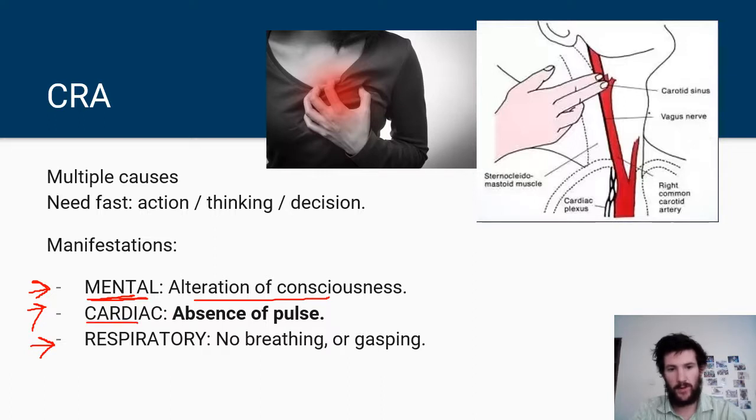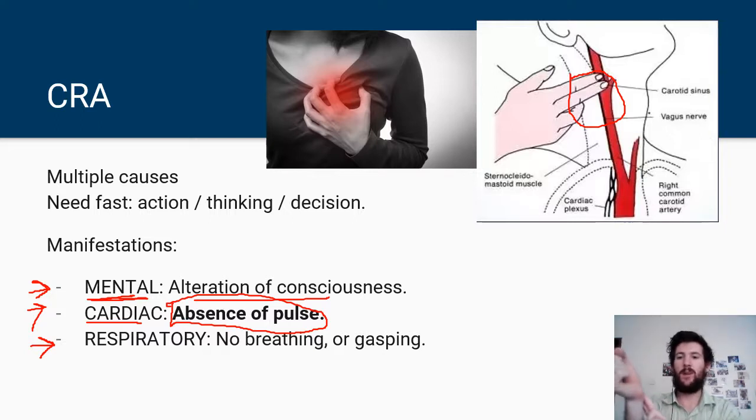Also, you can see the cardiac manifestation, that is the key to the diagnosis, the absence of pulse. You have to check the pulse. You only have 10 seconds to check the pulse, and you must check it in the carotid area. That is a central pulse. Because if you check, for example, the radial pulse, that is a peripheral pulse, maybe you cannot feel it, but the pulse is present. So you need to check a central pulse, like the carotid pulse.